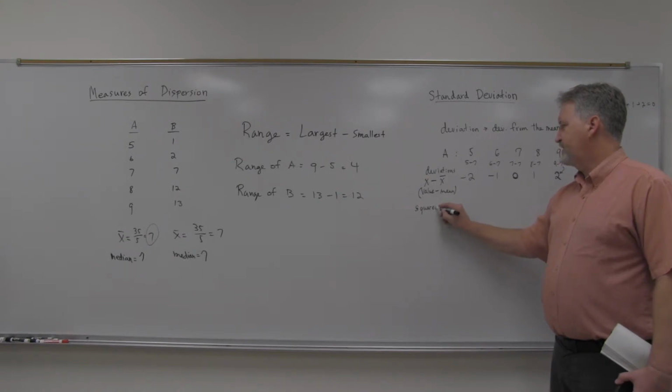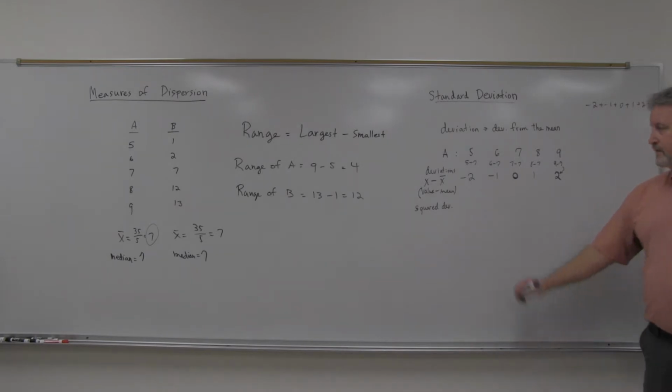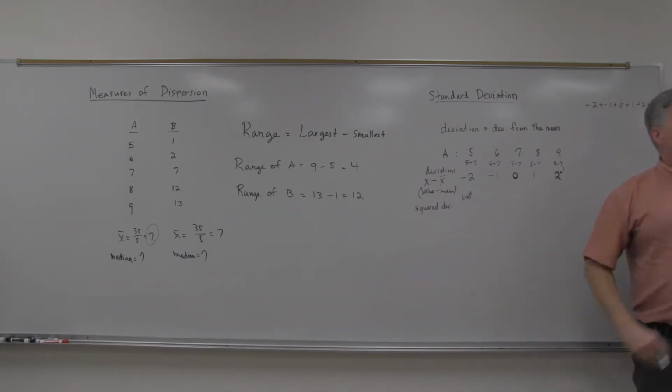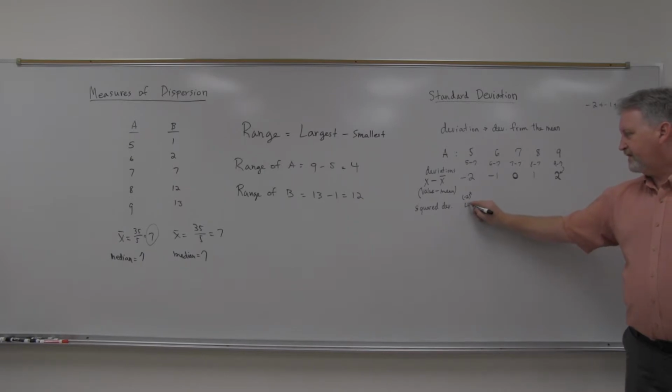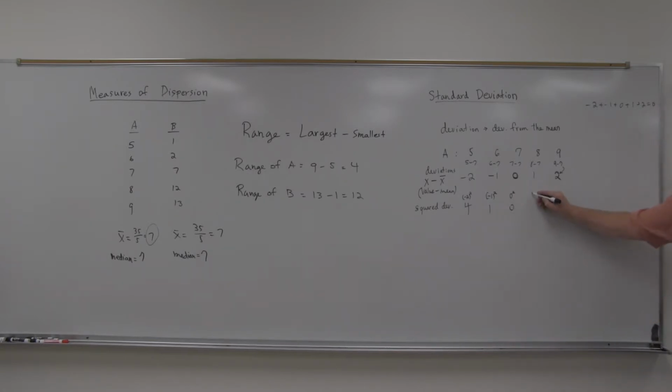So I'm just going to take each deviation and square it. This next one here would be negative 2 squared. Well, negative 2 times negative 2 gets a positive 4. So that gets rid of the negatives, more or less, is what that does. Negative 1 squared is positive 1. 0 squared, of course, is still 0. 1 squared is 1, and 2 squared is 4. All right. So now, when we add those up, we don't get 0, right?